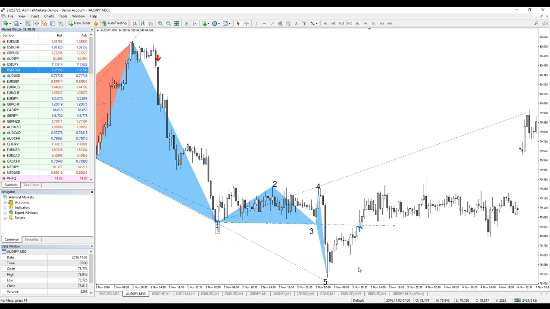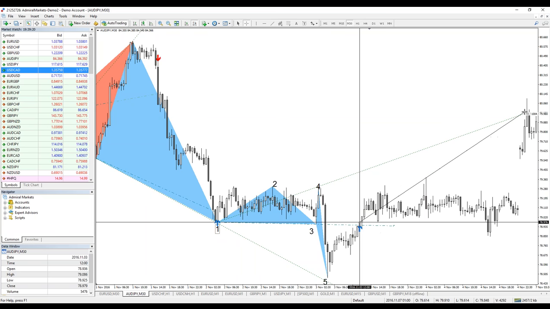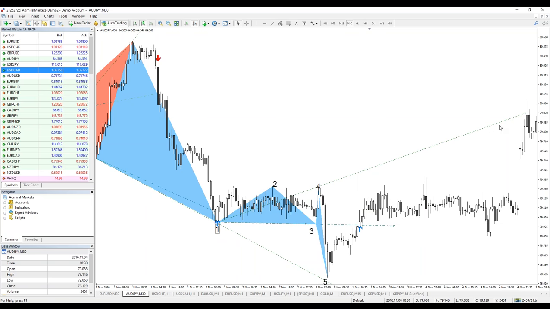1, 2, 3, 4, 5 point pattern, 1 to 3 trend line break, 1 to 4 estimated price at arrival is the final target here. Entry point was here, target was here, exactly 100 pips. Now, of course, as with every form of trading, guys, you need to understand that it's objective how many pips you will take, how many pips you will aim for.